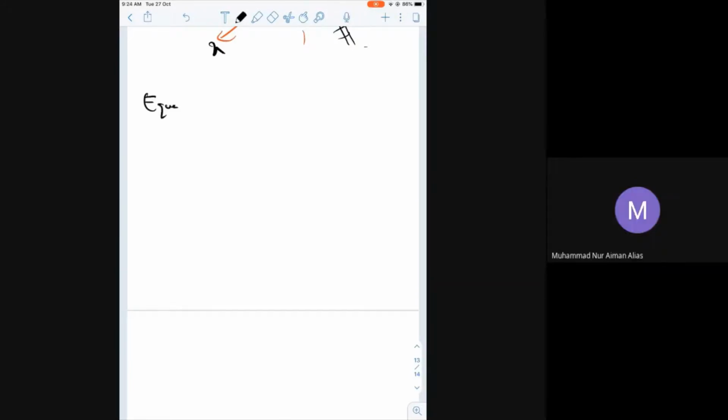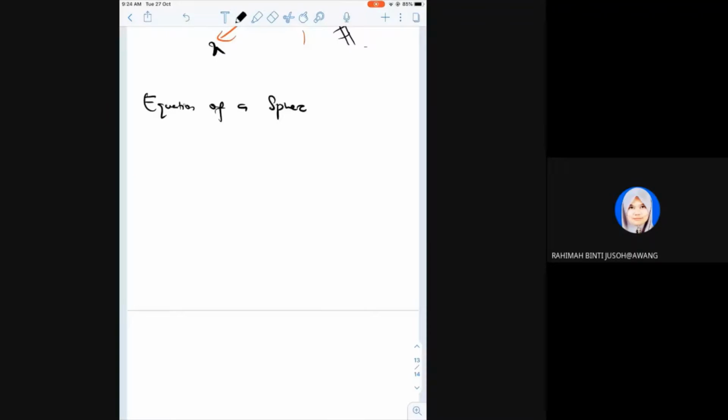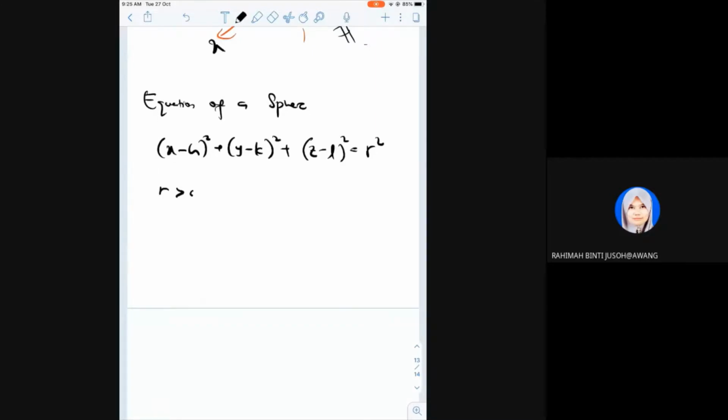Equation of a sphere. Faham. Okay, equation of a sphere. Sekejap eh. HKLR, okay, HKL. X minus H squared plus Y minus K squared plus Z minus L squared equals to R squared. Nah, macam tu. Okay, kalau R greater than 0 means this is a circle with radius R lah. Okay, if R is equals to 0 means this is just a point. Satu titik je sebab dia tak ada jari.